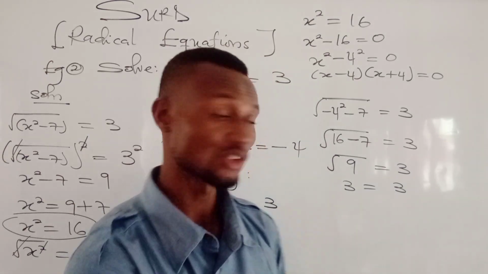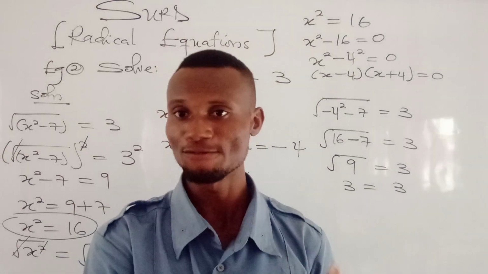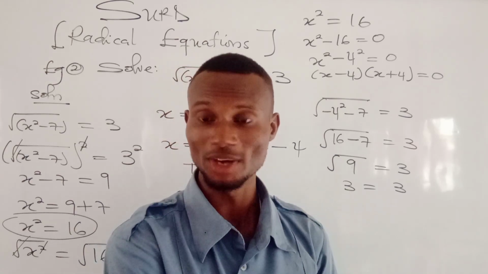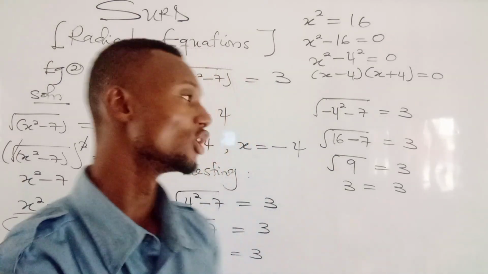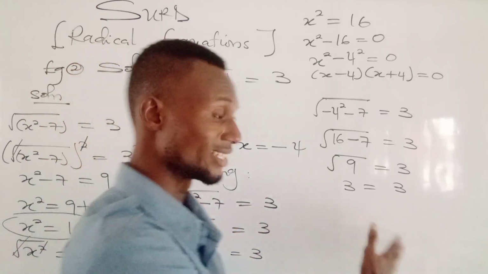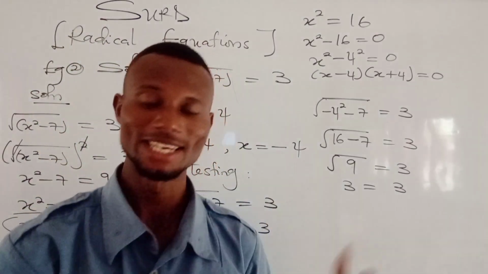With this question you need to conclude that therefore s equals positive 4 and s equals negative 4 is a solution to the given equation. So you write it that way, then you conclude.